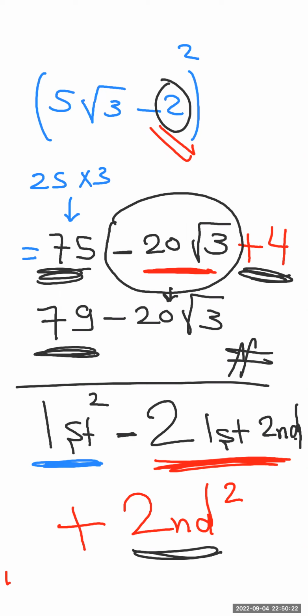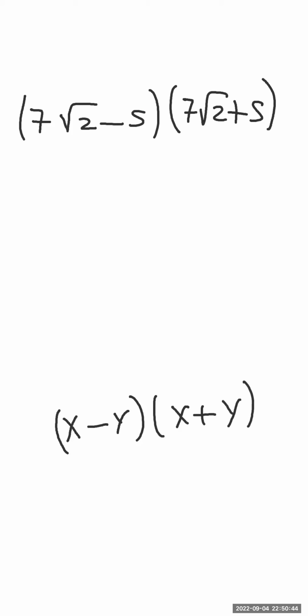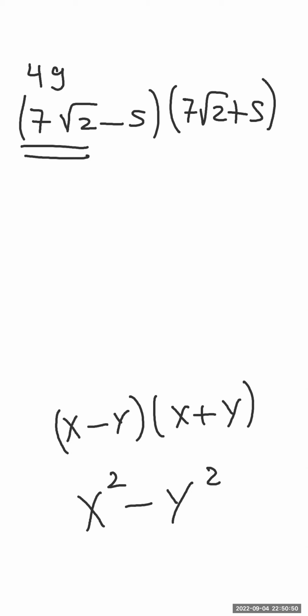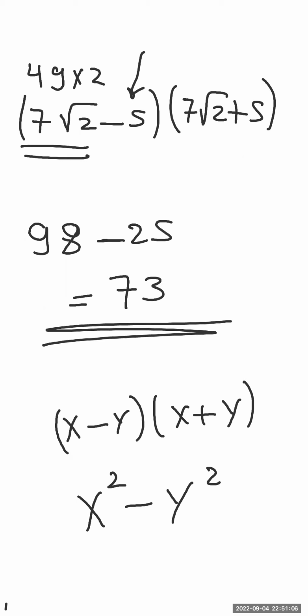Okay, another question. If the question is like this: 7 square root of 2 minus 5 times 7 square root of 2 plus 5. It's a rule. We said that if it's x minus y times x plus y, it's the first squared minus the second squared. First squared, 49 times 2, so it will equal 98 minus second squared, 25. So simply this one will equal 73, right?